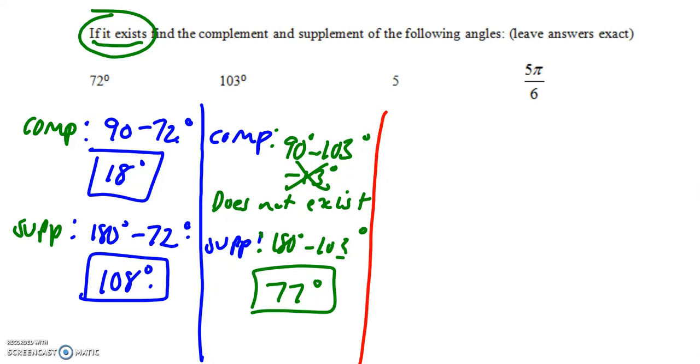Moving on to 5. Now, 5 doesn't have a unit, so I'm assuming it's in radians, which means that now I'm going to be using 2 pi, pi, or pi over 2. I still want to find the complement. I still want to find the supplement.